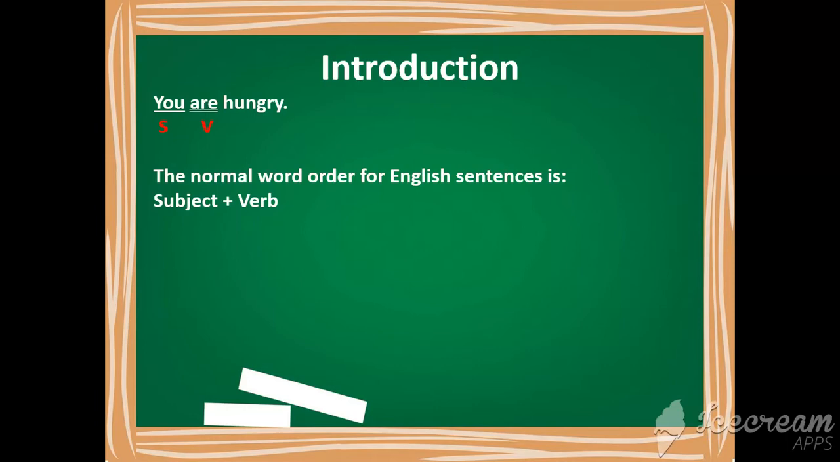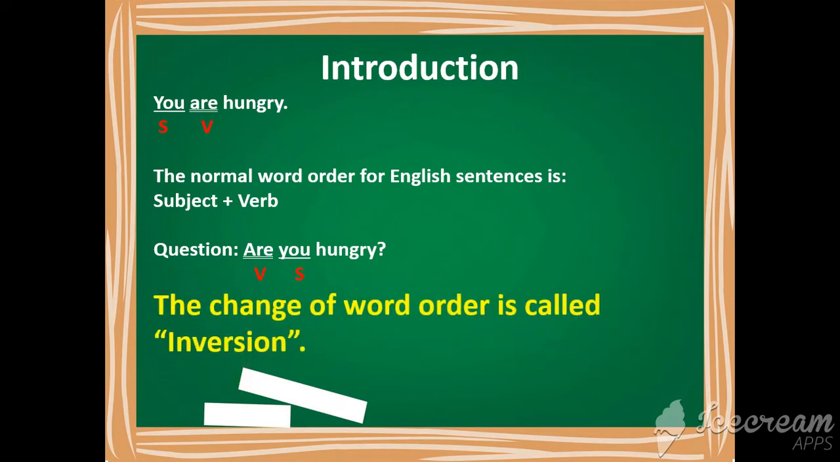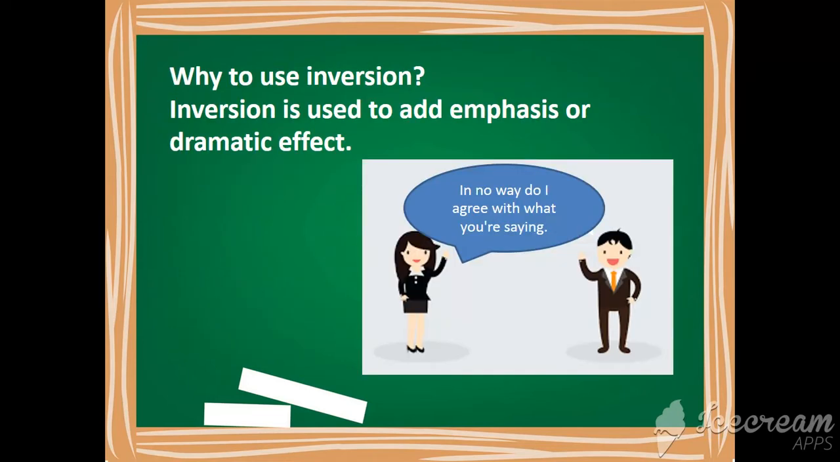So tell me, do you know any other cases where the verb comes before the subject? Yes, in questions, yes/no questions. Let's see. Are you hungry? You see, when you want to ask a yes/no question, you start with the verb and then the subject. Are you hungry? Alright, so this change of word order is called inversion. Our lesson today doesn't talk about inversion in questions, it talks about inversion in sentences.